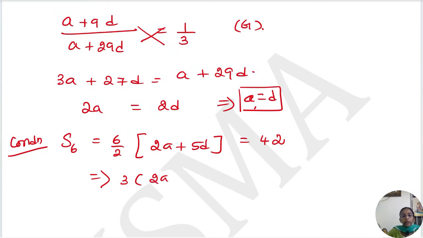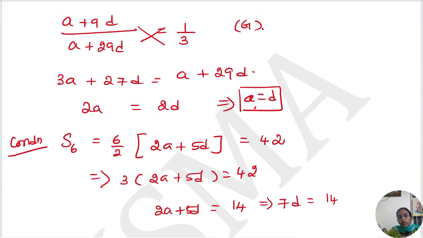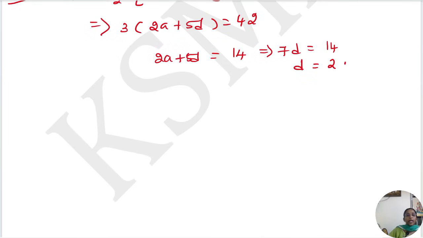3 times (2a plus 5d) is equal to 42, and a is equal to d here. So we can have our value as 2a plus 5d is equal to 14. A is equal to d, so 7d. So 7d is equal to 14, so d is equal to 2. So this is our answer. What is our requirement? Find the first term and the common difference. So a as well as d both are equal to 2 now.